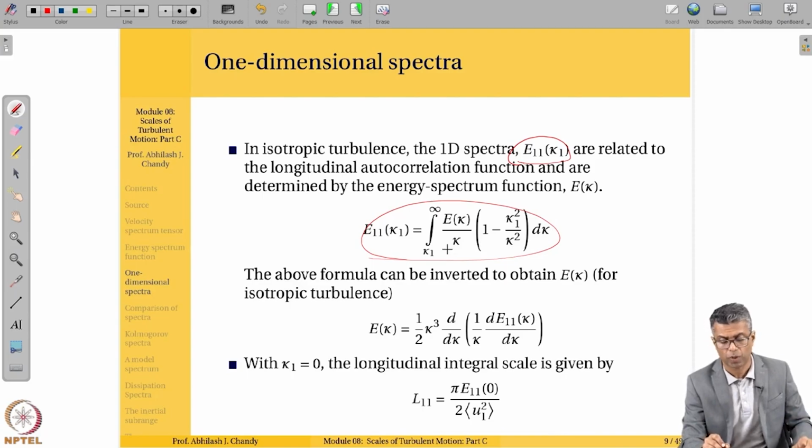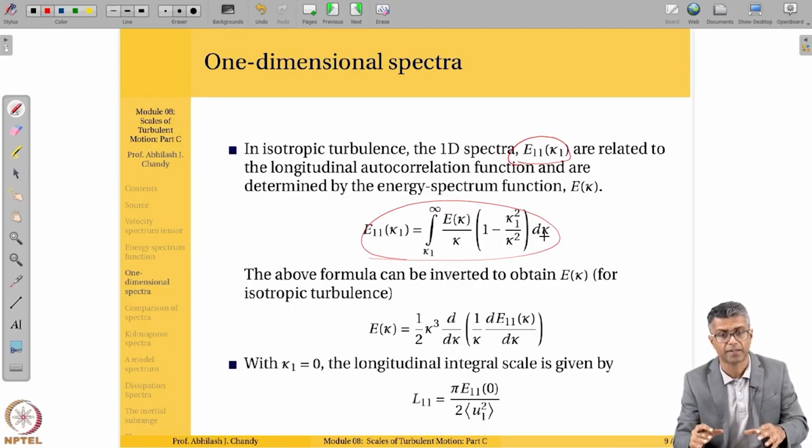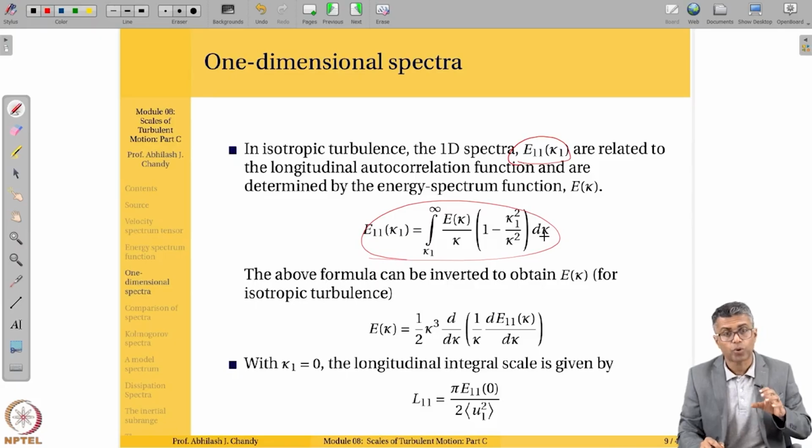So E11 of kappa 1 is this function here, the integral from kappa 1 to infinity of E of kappa divided by kappa, times 1 minus kappa 1 squared over kappa squared, d kappa. So this is now an integral function, right? Now you can use the above formula to solve for E kappa from E11. And then what you have is E kappa equals half kappa cubed d over d kappa of 1 over kappa d over d kappa E11.